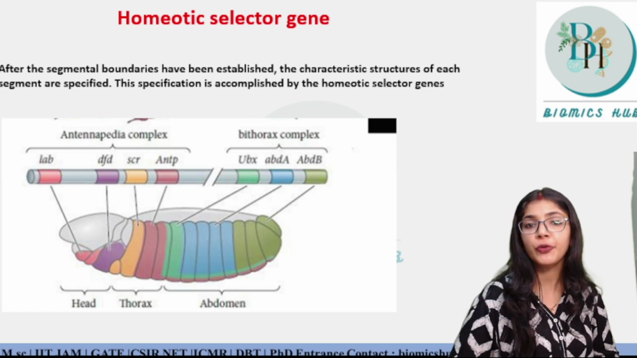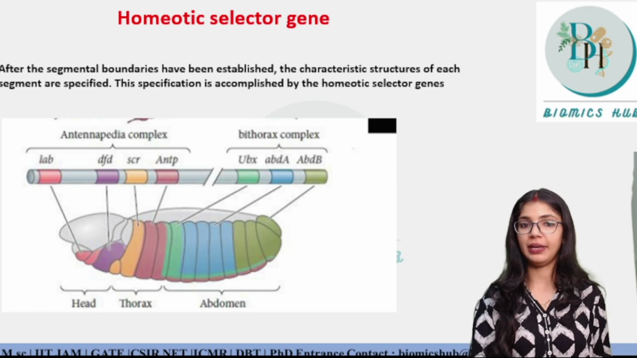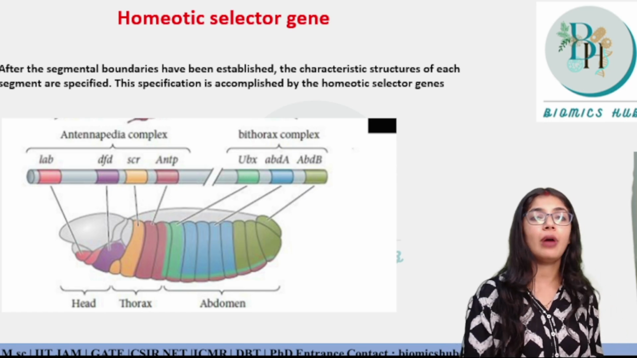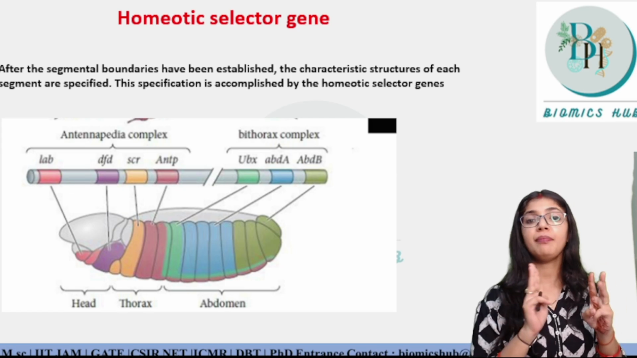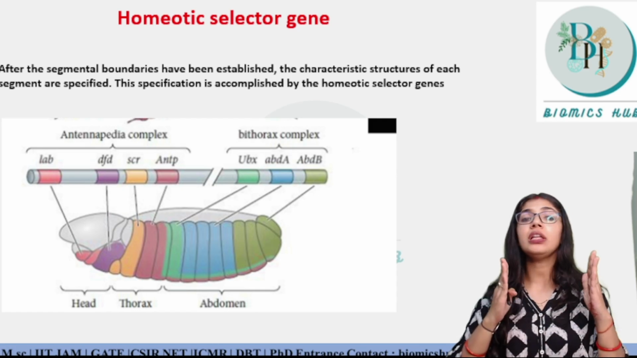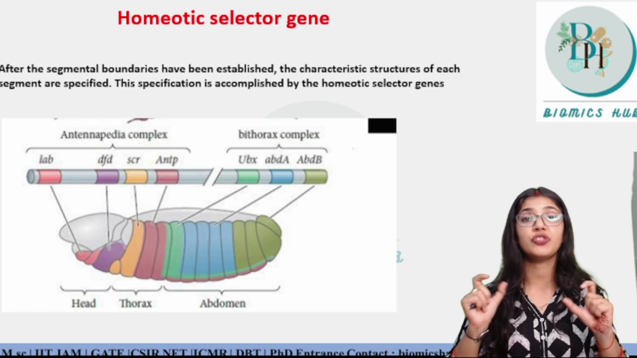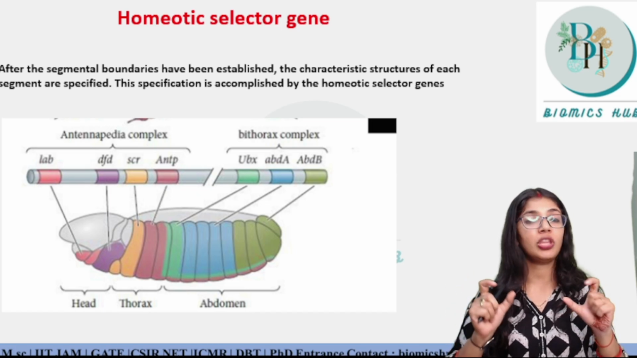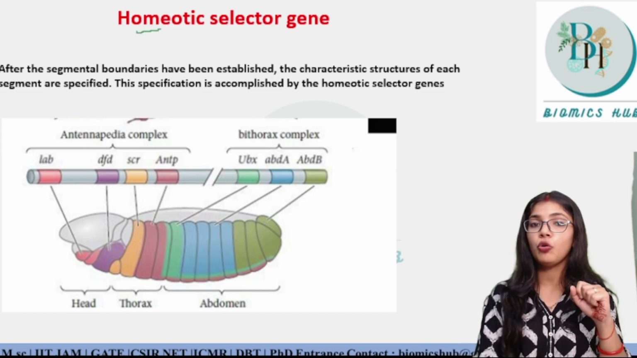In today's video, we are going to discuss the homeotic selector gene. It is one of the parts of Drosophila developmental biology. So what is the requirement of this homeotic selector gene? In Drosophila, there are three main segments in the body: the head, thorax and abdomen. In these three segments, there are also some special structures which need to be formed for the proper development of Drosophila. These factors are controlled by the homeotic selector gene.